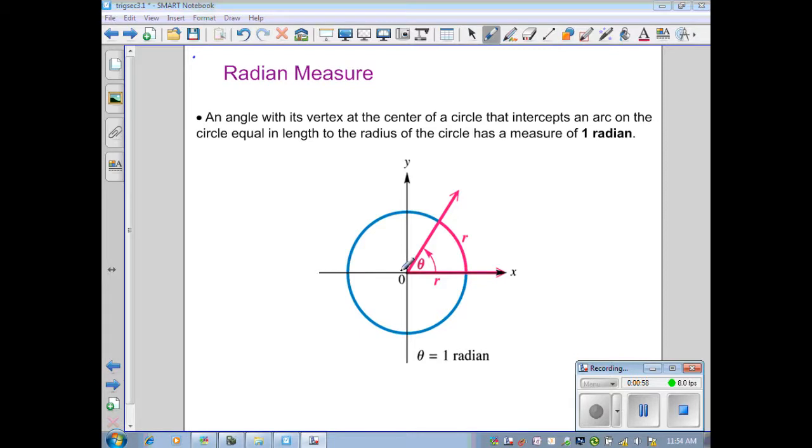Because angle theta intercepts an arc on the circle equal in length to the radius of the circle, and here is the intercepted arc, and notice this intercepted arc is equal to the radius. If this is true, then we say that angle theta has a measure of 1 radian. Again, an angle with its vertex at the center of a circle that intercepts an arc on the circle equal in length to the radius of the circle has a measure of 1 radian.